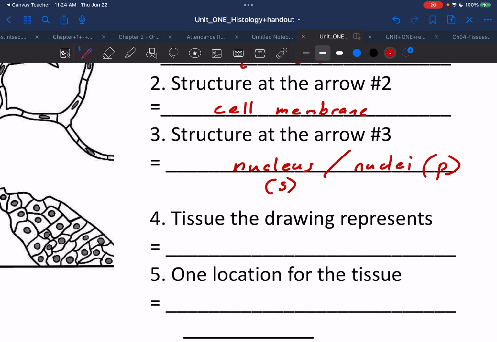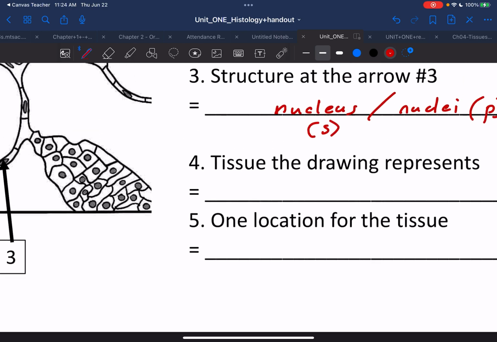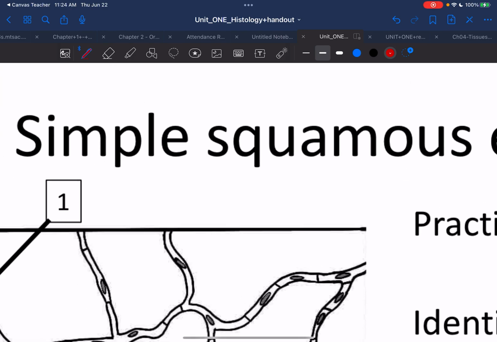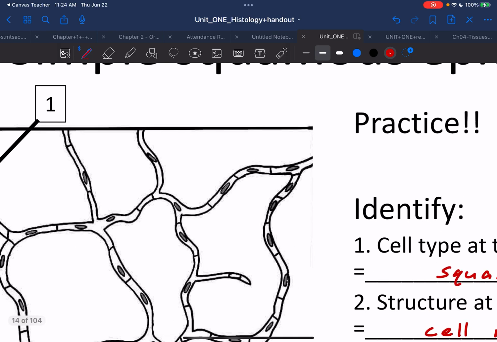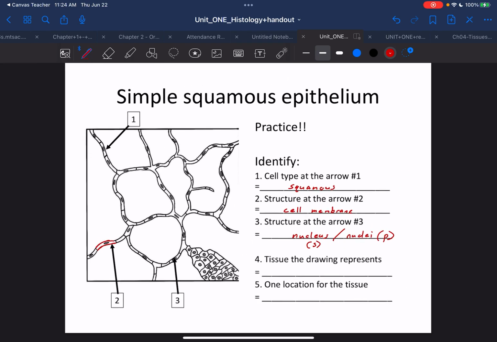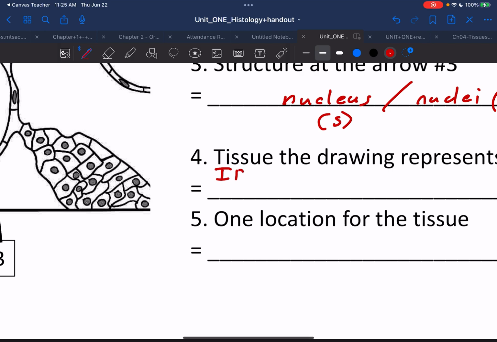And then the tissue, this is a little bit redundant, but this is supposed to help you with spelling, that's all. And so you really just want to practice your spelling without looking at it. And again, the tissue that it represents is simple squamous. But that brings me to my next point. If it asks you for the tissue, I'm going to rephrase this question. If it says ID the tissue, the answer is simple squamous.